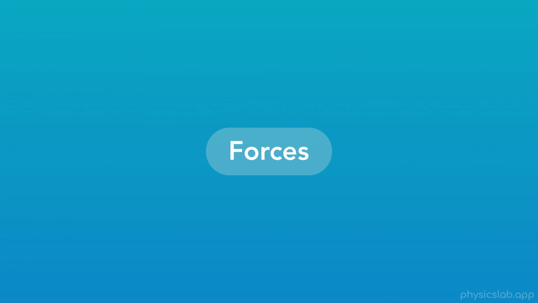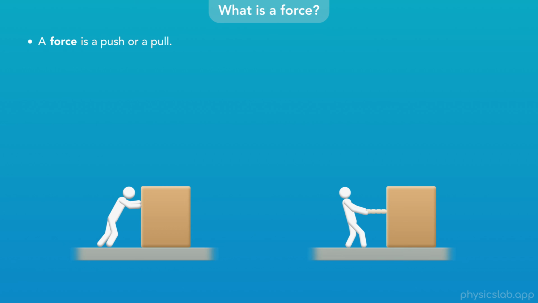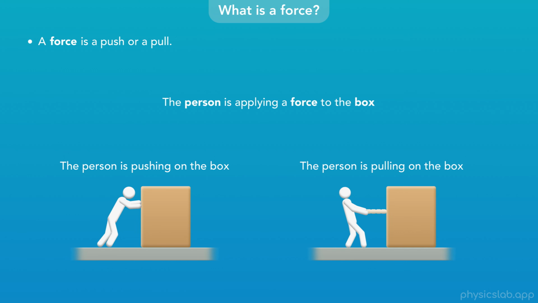So what is a force? How do we draw one? And what are the different types of forces? A force is really simple. It's just a push or a pull. Let's say the person on the left is pushing on a box, and the person on the right is pulling on a box. In both cases, the person is applying a force to the box. Or we might say the person is exerting a force on the box. These mean the same thing.